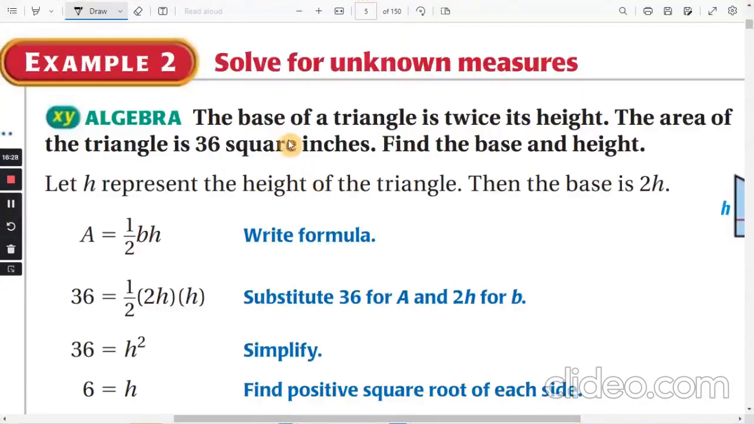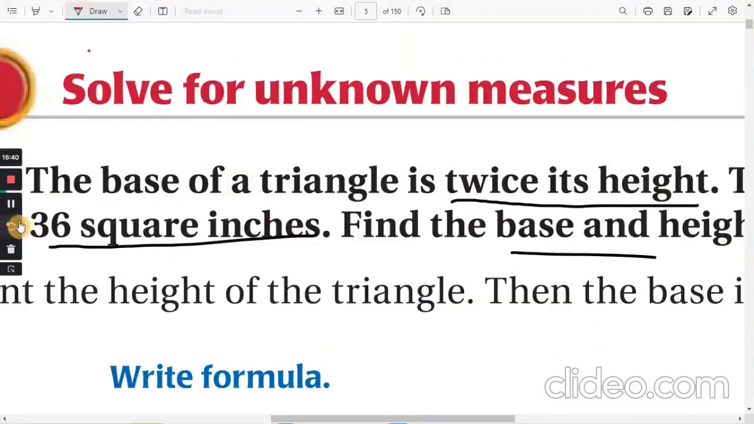Example 2, the base of a triangle is twice its height, and the area of the triangle is 36 square inches. Find the base and the height. Now, before I even go to the diagram, I am looking at this sentence right here. The base of a triangle is twice its height. And I can write an equation just based on that.